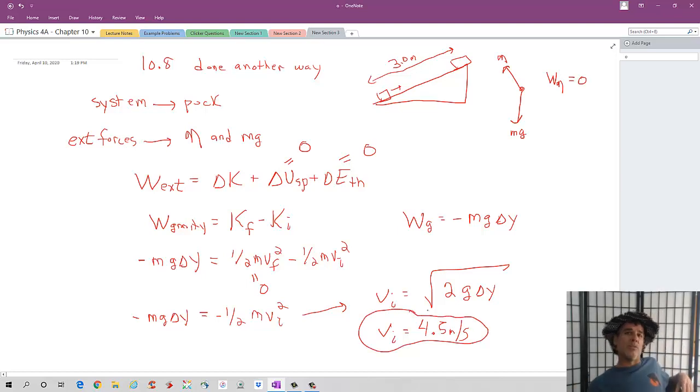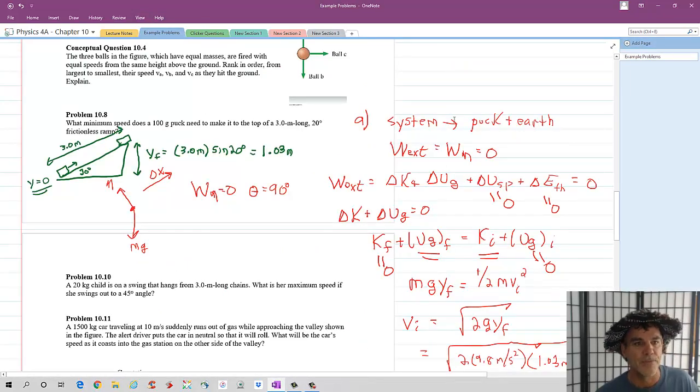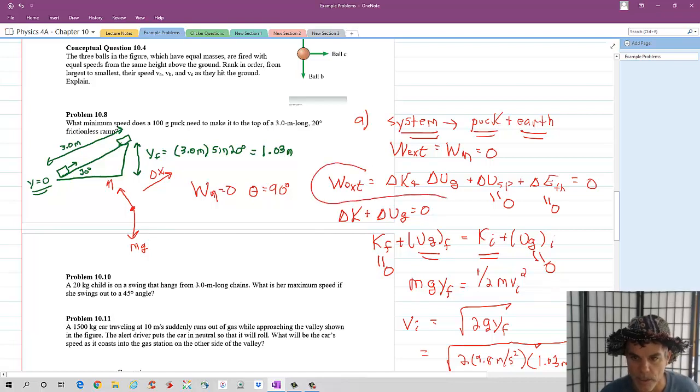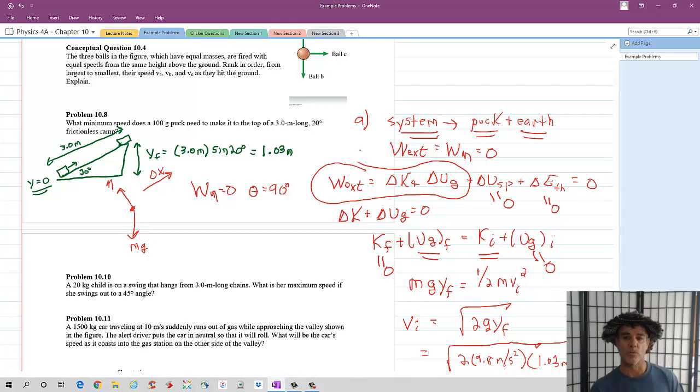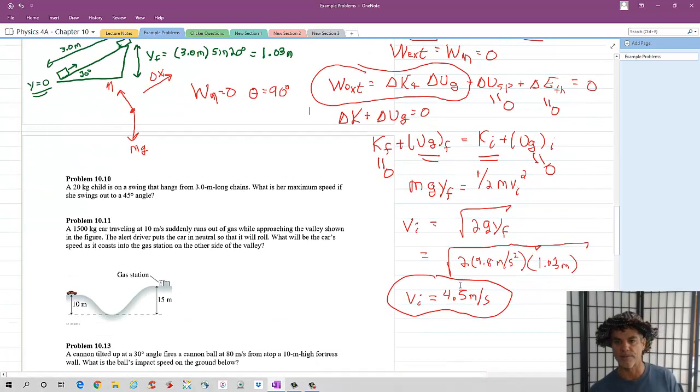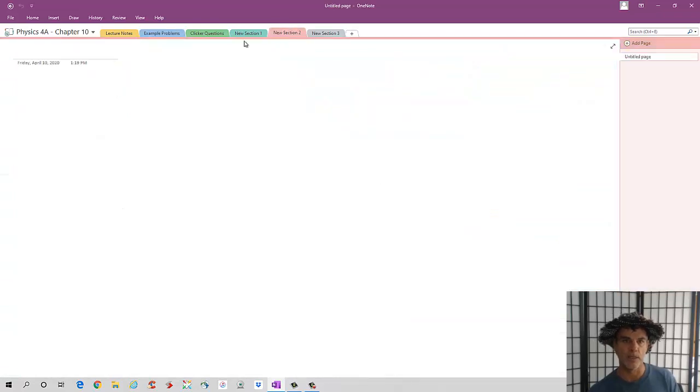I'll do another example or problem or two like this where we define the system a couple different ways. So just quickly as a review, and then I'll be done with this lecture: the first time I did this, I included as my system both the puck and the Earth. Since I included the Earth as my system, I can include gravitational potential energy. What we ended up getting was that the work done by all external forces, which is the normal force in this case, equals the change in kinetic plus the change in gravitational potential energy. The normal force wasn't doing any work. The final speed was 4.5 meters per second.